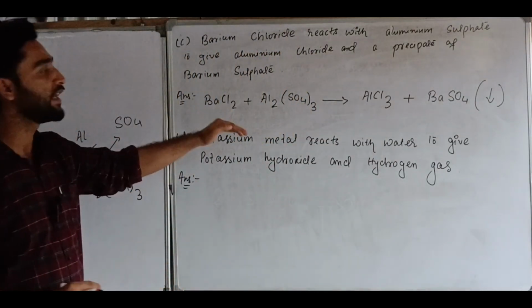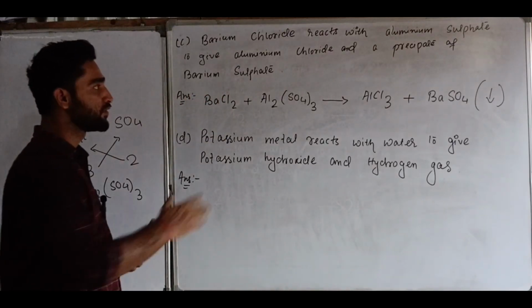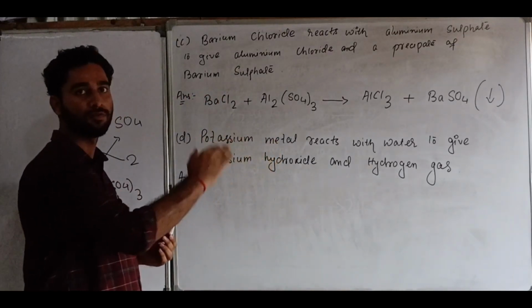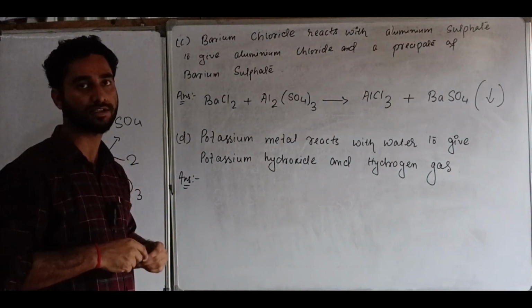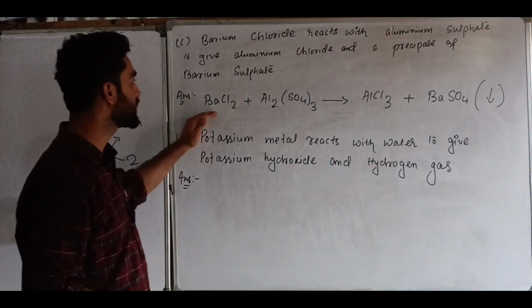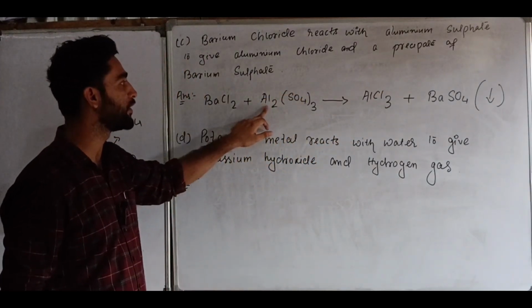Now it is a skeletal equation. We have to balance this equation. So just now I told no trick. Always try to first balance the metal, then non-metal, then oxygen, and at last try to balance the hydrogen. First identify which are metals. So see, barium is the metal, aluminium is the metal.